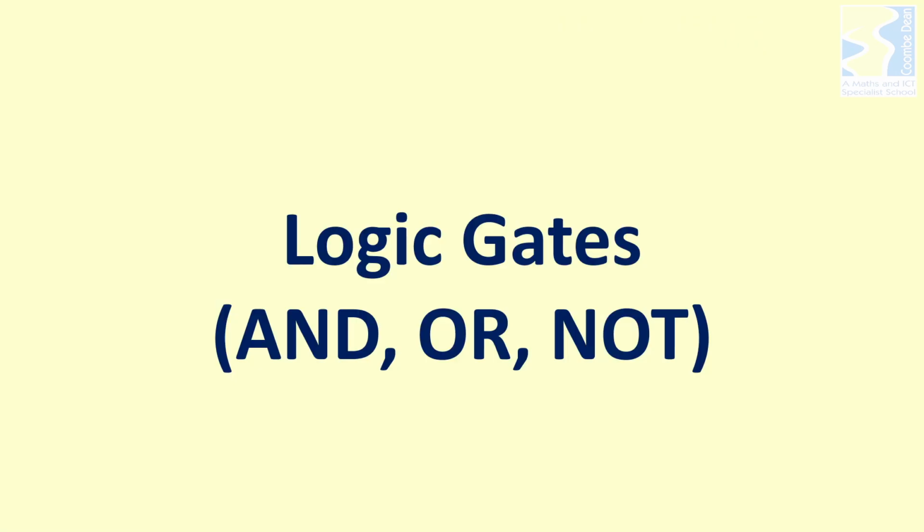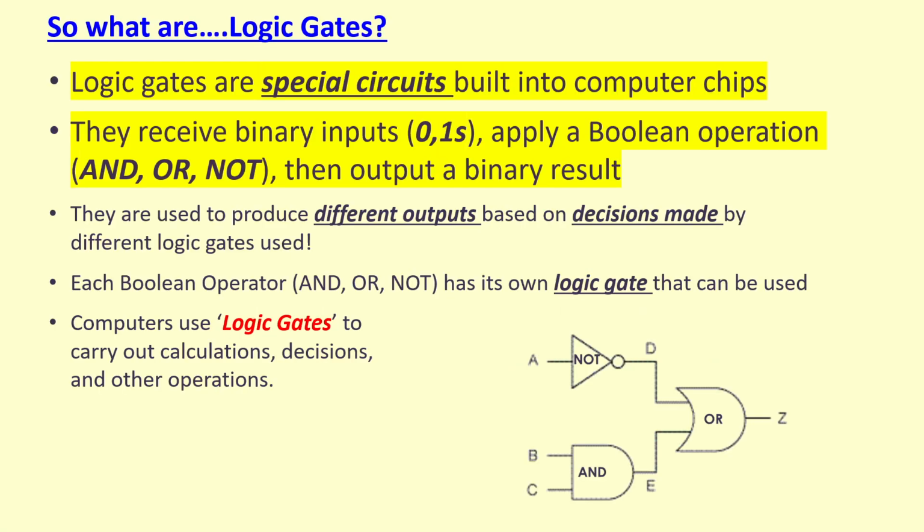Okay, the logic gates that you need to know: AND, OR, NOT. So remember, logic gates are special circuits built into computer chips. They receive a binary input, a 1 or a 0, and they apply a Boolean operation, AND, OR, NOT for example, and then they output a binary result based on the inputs and the operation it does. It makes decisions based on the inputs and the operation that's being used.